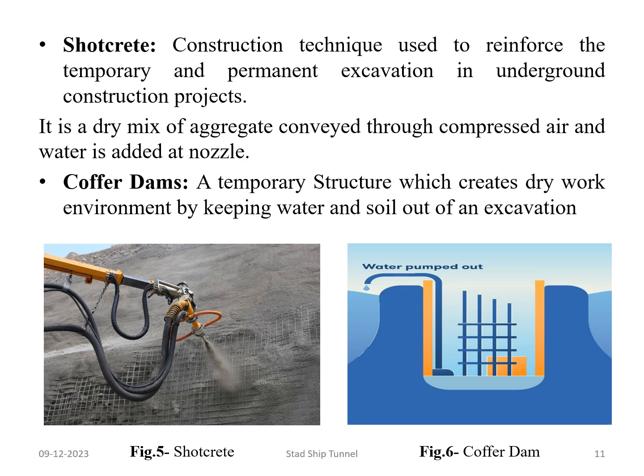It is a construction technique used to reinforce temporary and permanent excavation in underground construction projects. Shotcrete consists of a dry mix of aggregate conveyed through compressed air, and water is added at a nozzle. And the fourth one is the cofferdams. It is a temporary structure which creates a dry work environment by keeping water and soil out of the excavation.